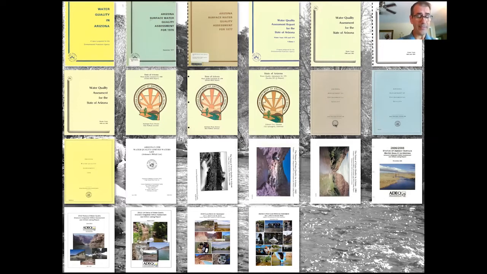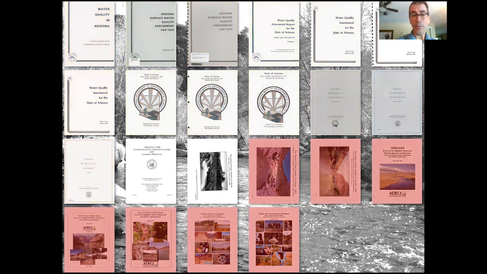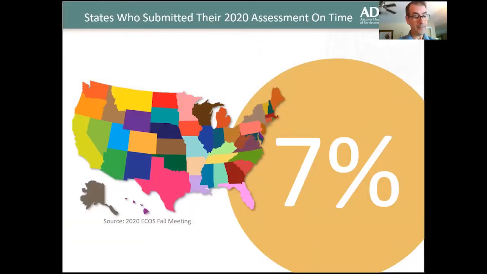States have recently started to struggle with completing their Clean Water Act assessments because of the increasing complexity of gathering and analyzing massive data sets. For Arizona, it has been about 20 years since we've actually submitted an assessment on time. Nationally, only about 7% of states and territories submitted their 2020 assessment before the April 1st deadline. So that's not great. That is a sign of a broken process.